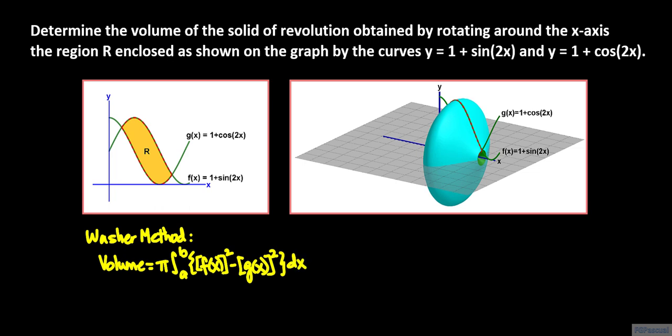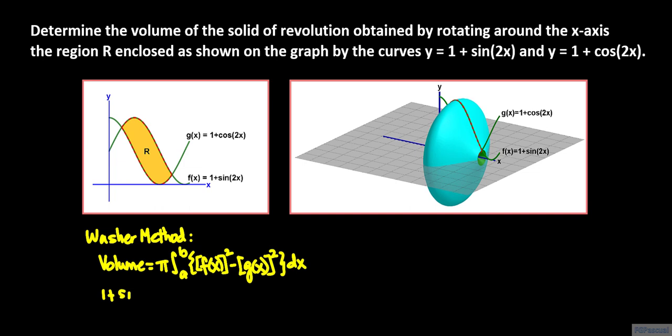We are assuming, of course, that f of x is at least as big as g of x on the interval from x equals a to x equals b. We just have to determine the interval of integration. The values of a and b are the two smallest positive values of x where the graphs of f and g intersect. And so we equate the y values of the two functions.